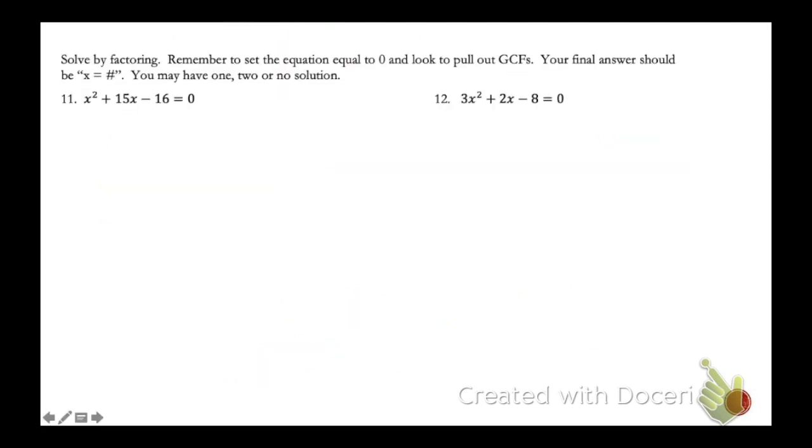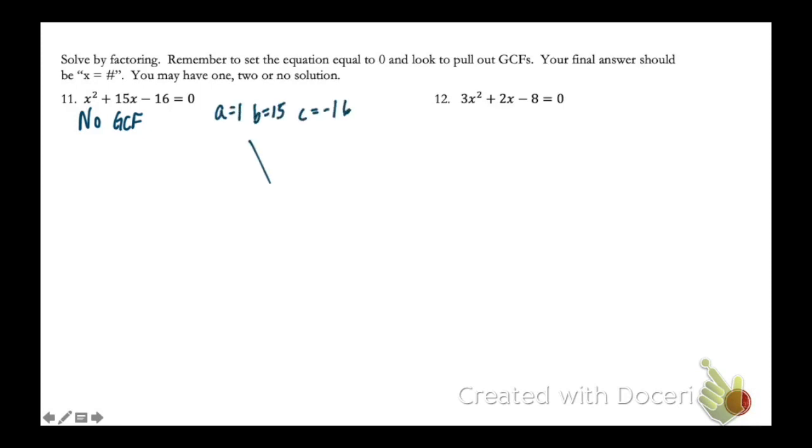Next, we're going to work on solving quadratics by factoring. So remember, the first thing we're going to do is set our equations equal to 0, which these two already are, and then we're going to look to pull out GCFs if possible. Since we're solving, our final answers will be x equals a number. It could be 1, 2, or no solutions. So for this first problem, I notice that there's no greatest common factor. There's no number that divides 1, 15, and negative 16. Those are my A, B, and C values.